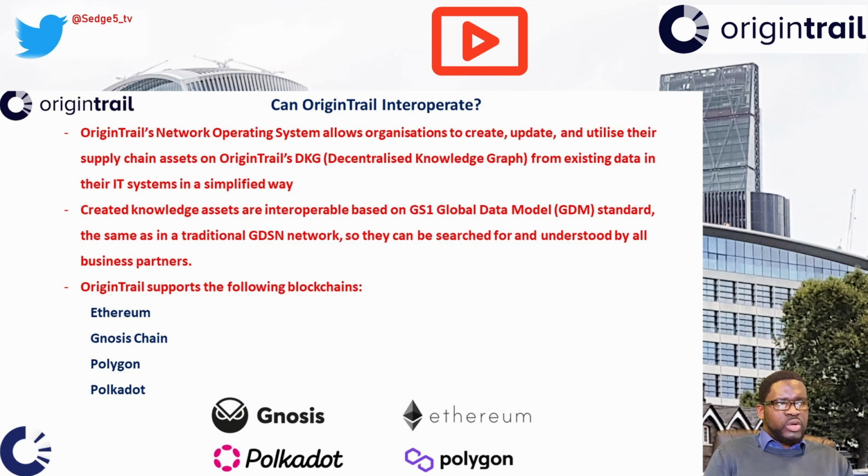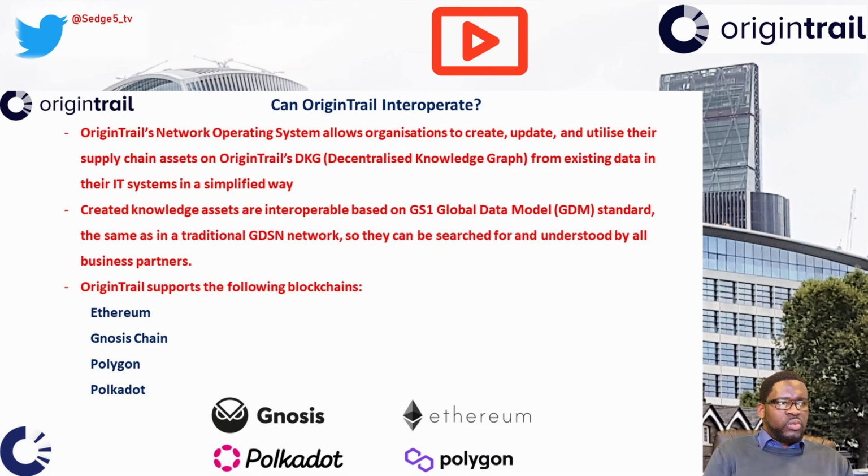OriginTrail's network operating system allows organizations to create, update, and utilize their supply chain assets on OriginTrail's decentralized knowledge graph from existing data in their IT system in a simplified way, without the need to deal with complexities usually associated with decentralized infrastructure. For example, crypto token management is automated with OriginTrail's network operating system.